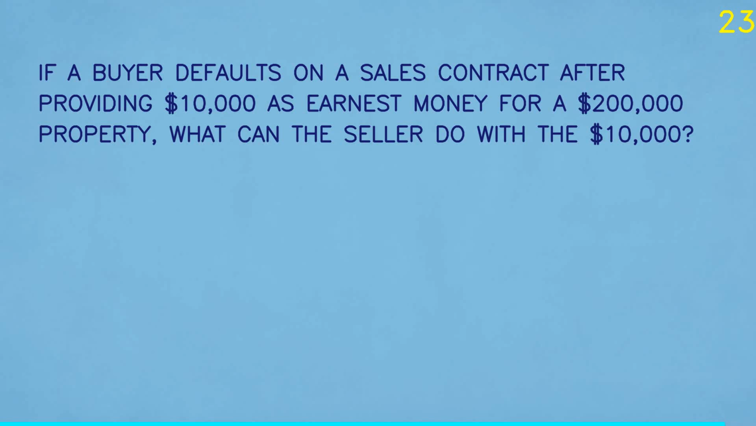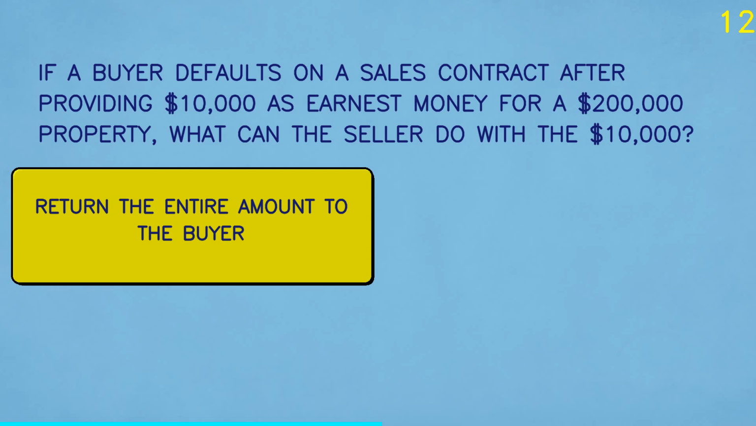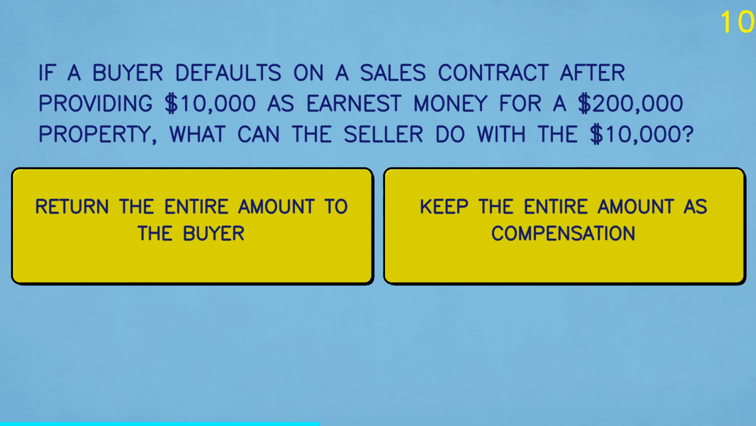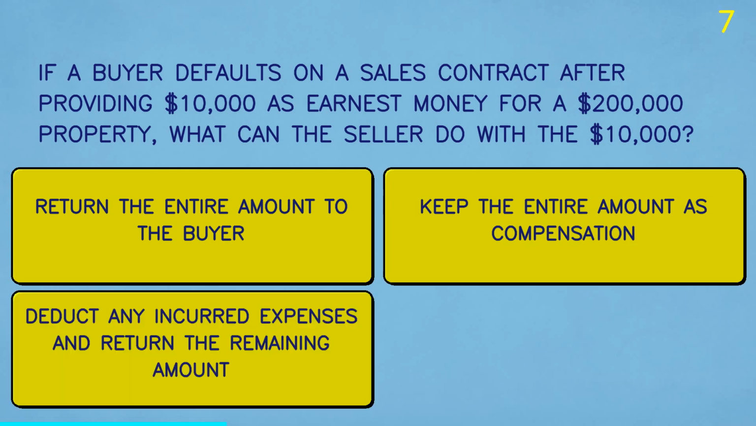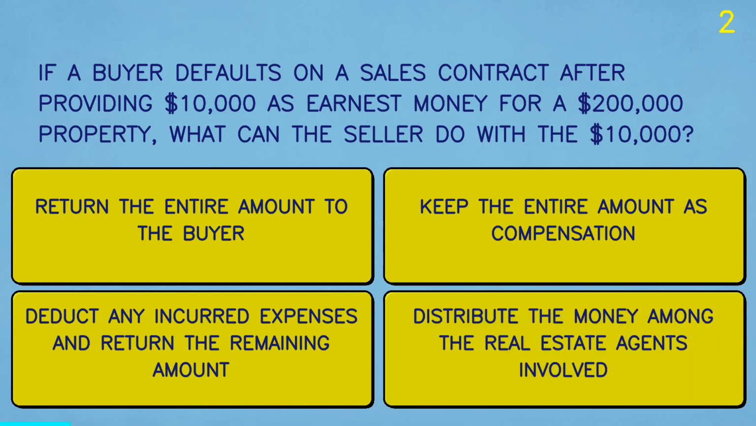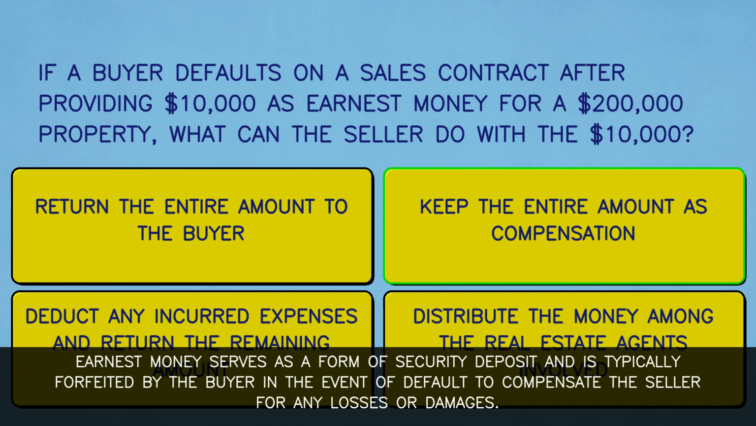Question 2. If a buyer defaults on a sales contract after providing $10,000 as earnest money for a $200,000 property, what can the seller do with the $10,000? A. Return the entire amount to the buyer. B. Keep the entire amount as compensation. C. Deduct any incurred expenses and return the remaining amount. D. Distribute the money among the real estate agents involved. The correct answer is keep the entire amount as compensation. Earnest money serves as a form of security deposit and is typically forfeited by the buyer in the event of default to compensate the seller for any losses or damages.